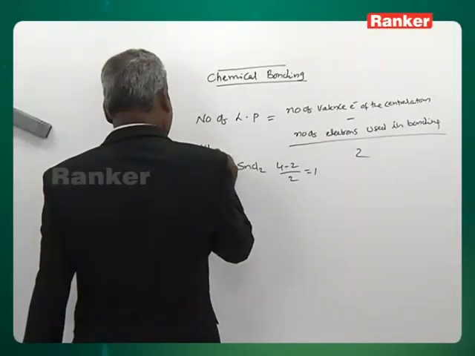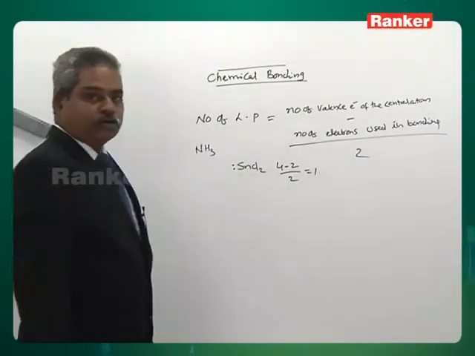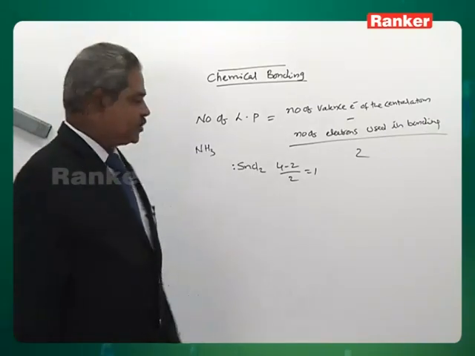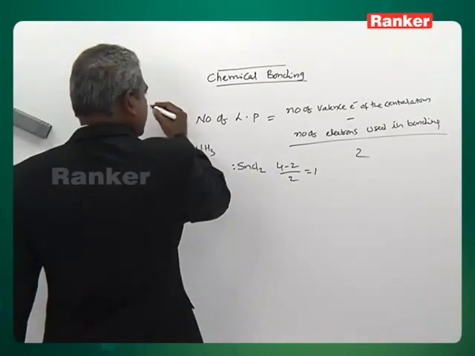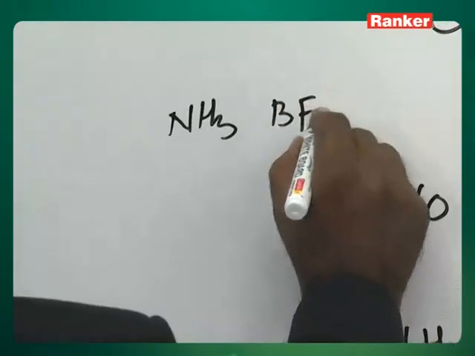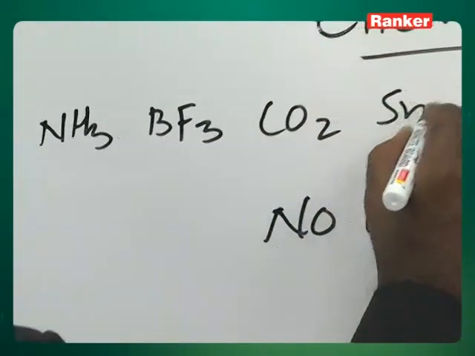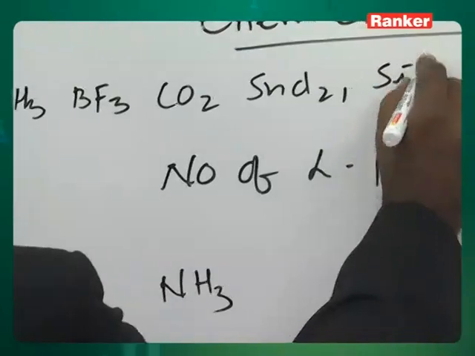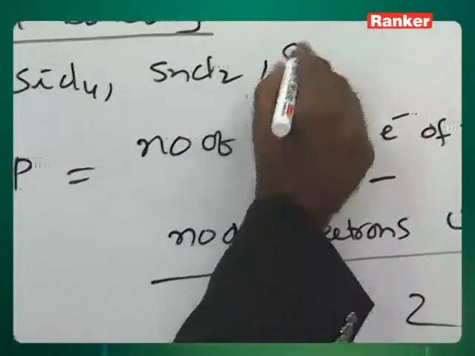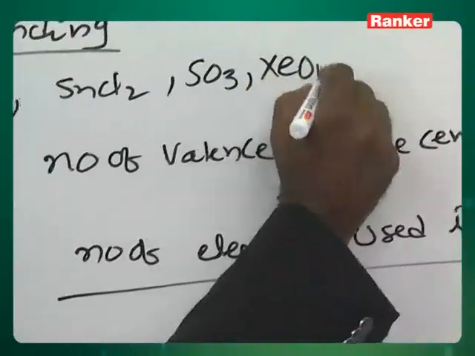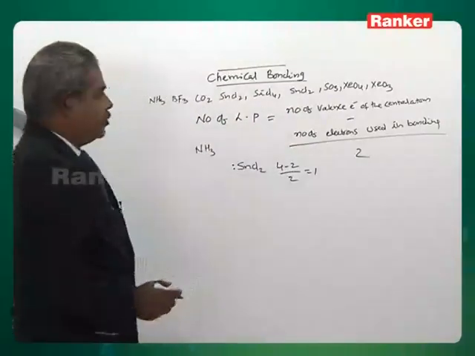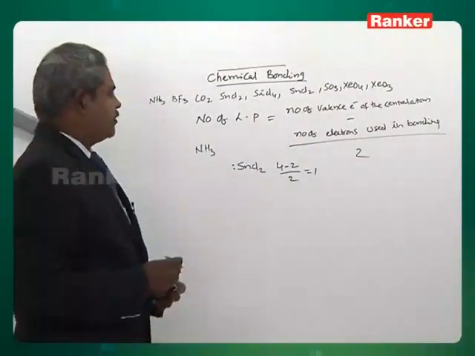NH3. So you take a host of molecules and practice all these on this. Don't do hundreds of questions. Instead of doing hundreds of questions, I'll give you a host of molecules. NH3, BF3, CO2, SnCl2, SiCl4, SnCl2. Like this, you take so many molecules. SO3, XeO4, XeO3, XeF2. So, some 60 molecules are there in our syllabus.